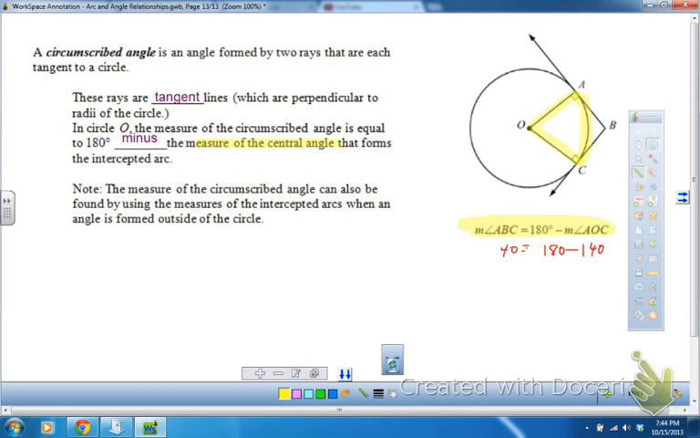And this concludes Lesson 2, Arc and Angle Relationships. So we're going to do a graphic organizer and try to get all these formulas figured out and practice. And we will continue on and learn segment lengths in our next lesson. Thank you very much.